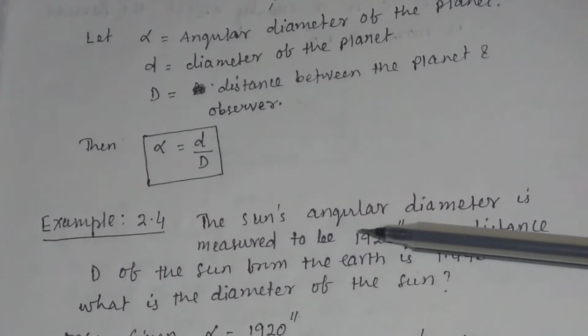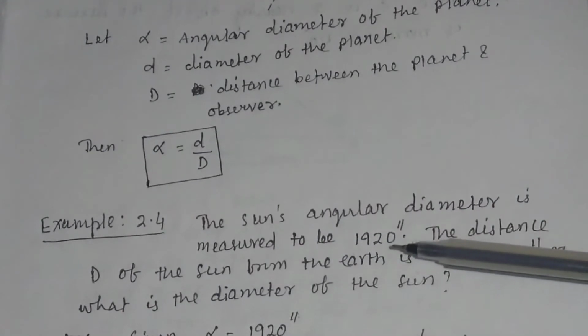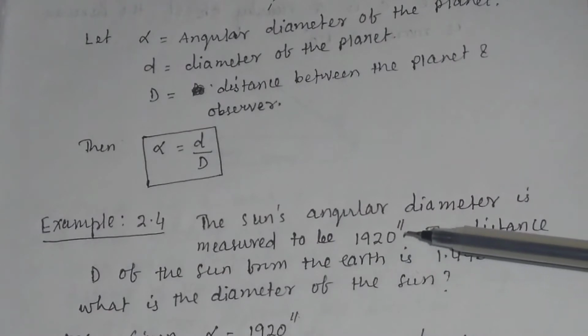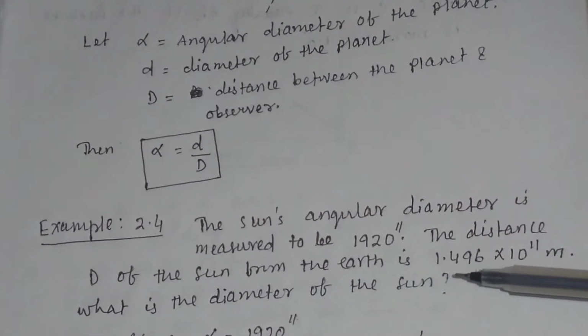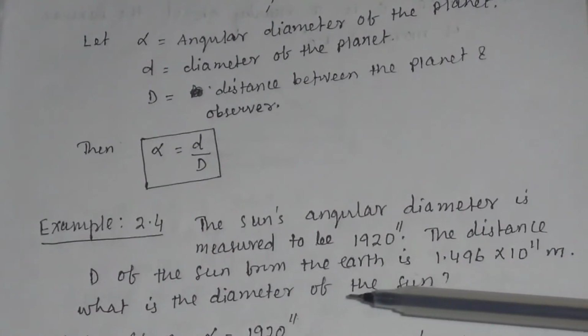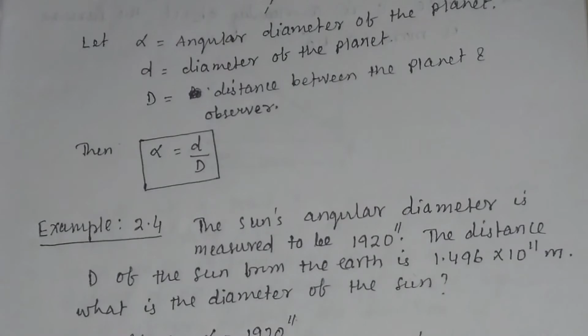The sun's angular diameter is measured to be 1920 minute. The distance D of the sun from the earth is 1.496 × 10^11 meter. What is the diameter of the sun?